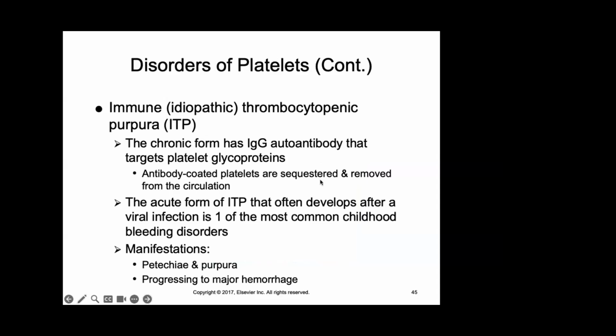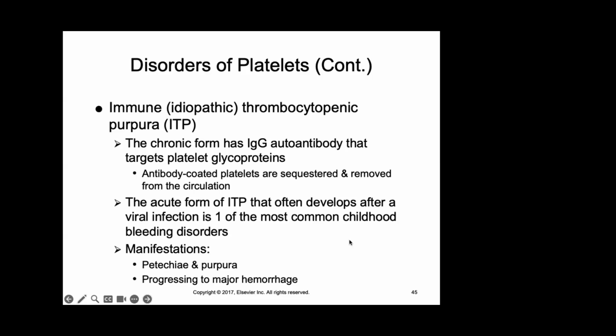Antibody-coated platelets are sequestered and removed from circulation. Basically, your own immune system destroys them. The acute form of ITP often develops after a viral infection and is one of the most common childhood bleeding disorders. What do we see? We see petechiae and purpura. We see progression to major hemorrhage.